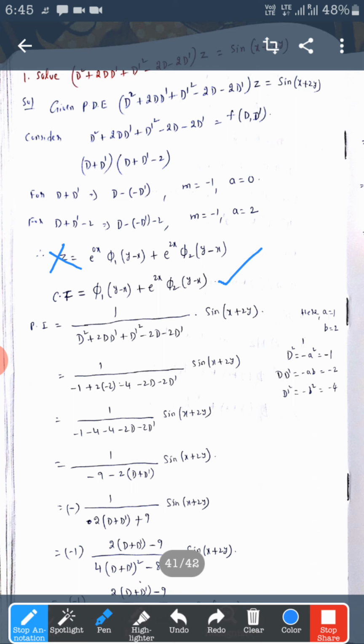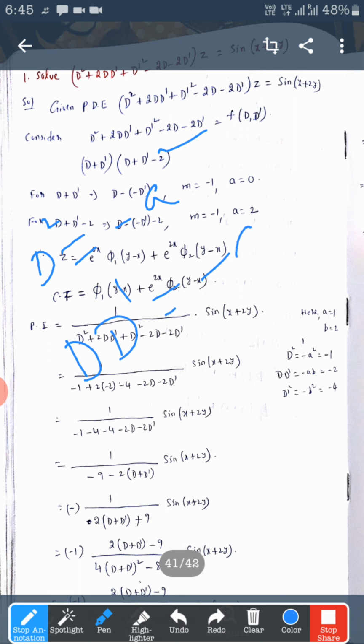Now coming to PI, on the right hand side we have sin of ax plus by. If it is sin of ax plus by, we will write, as we have previously discussed, in place of d square, minus a square. In place of d d dash, we write minus ab. In place of d dash square, minus b square. That means after squaring, we have to write minus. After multiplying a into b, we write minus. After squaring, we write minus here.